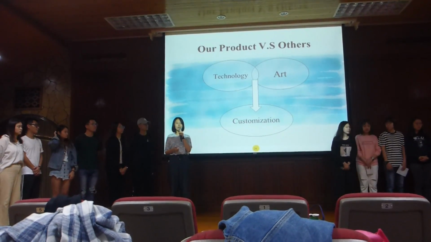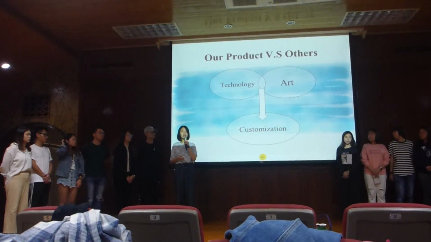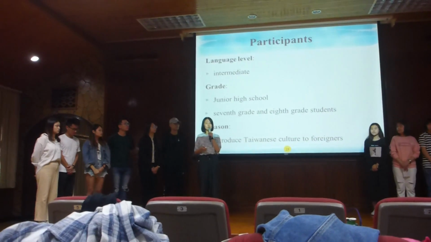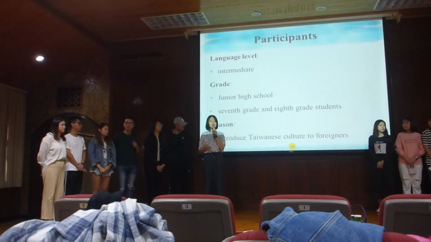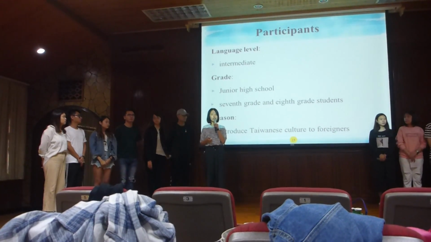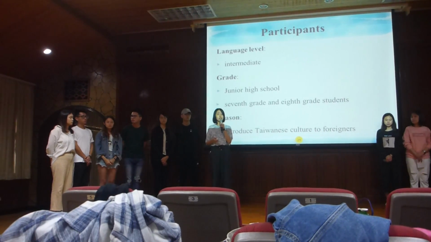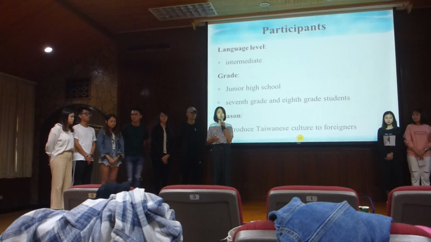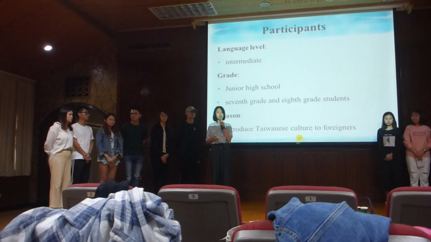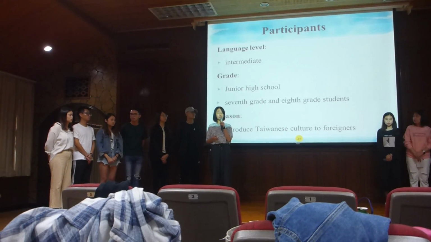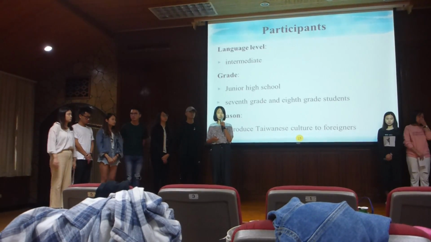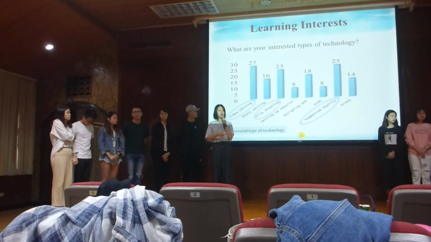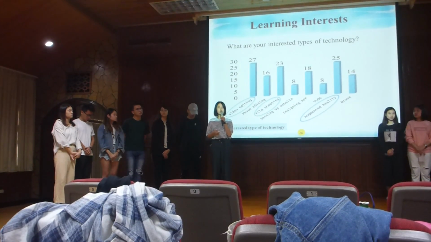In the course of our project, our students are at the intermediate English level. We distributed 60 questionnaires to 7th and 8th grade bilingual class students to find out their learning interests and learning needs. During the summer of 2018, 22 of them participated in the English camp to enhance their English ability to introduce Taiwanese culture to foreigners. Now I'm going to discuss the results of the survey.